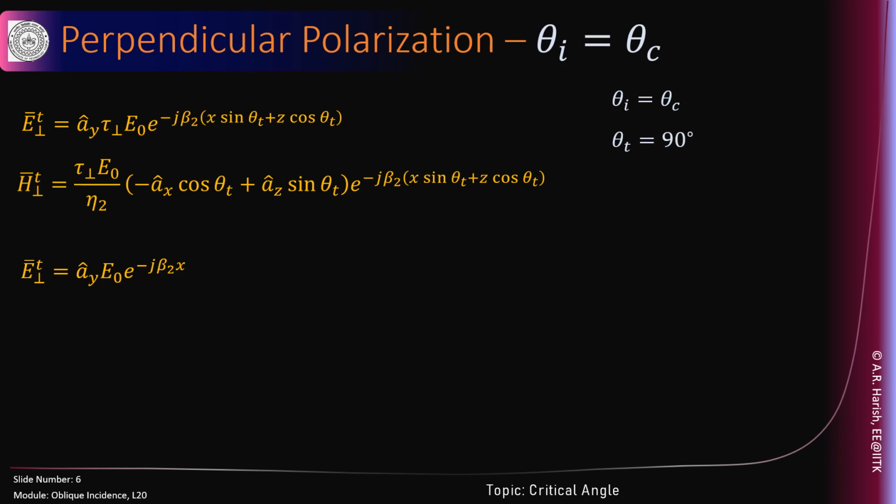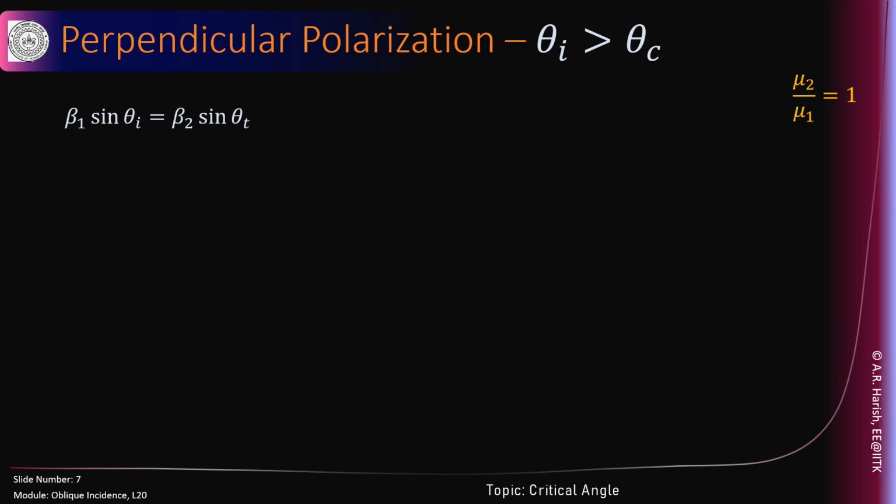What we get is a_y 2 E naught e to the power of minus j beta 2 x. Can you describe this wave? It is a y-polarized wave and it is a plane wave propagating in the positive x direction. Yes, it goes along the interface. And H perpendicular will be a_z 2 E naught upon eta 2 e to the power of minus j beta 2 x. Straight away you can get this result.